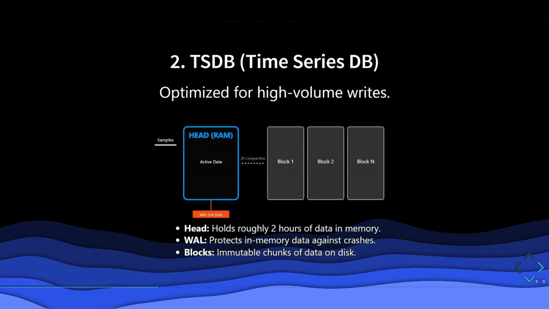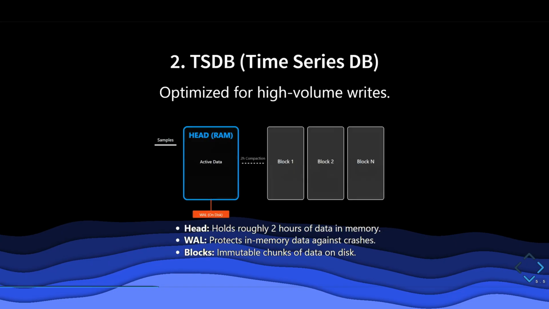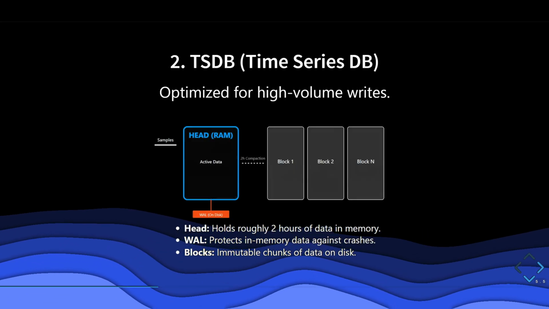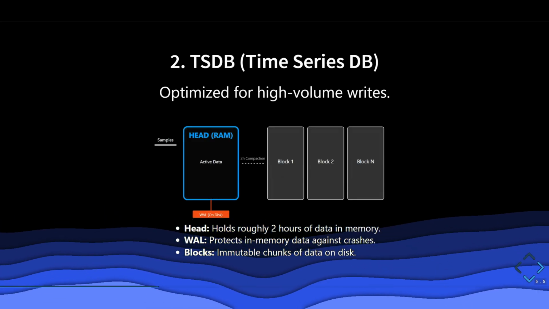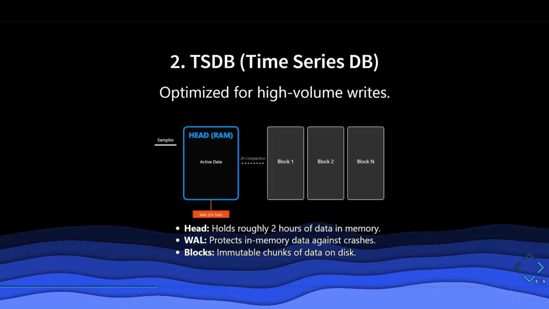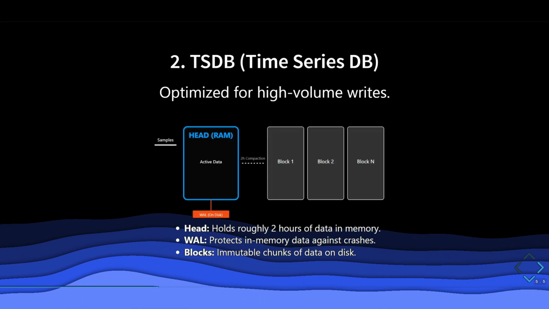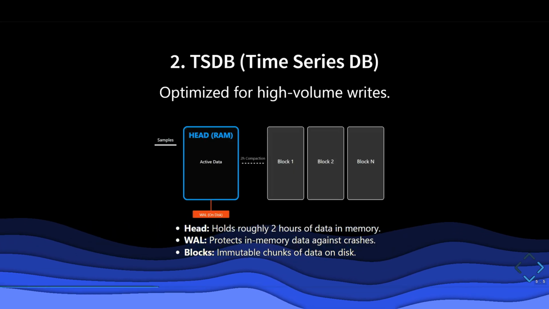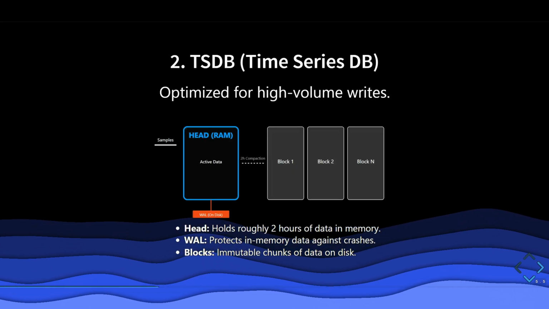The time series database, or TSDB. It's optimized for high-volume writes. The head holds about 2 hours of active data in memory. The write-ahead log, or WAL, protects this data from crashes. Older data is compacted into immutable blocks on disk.